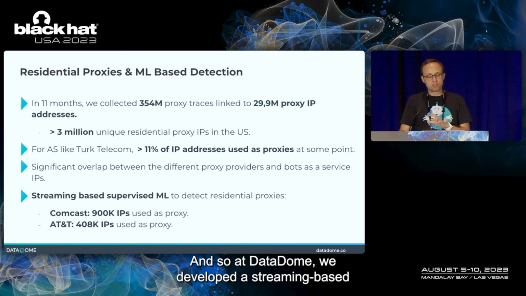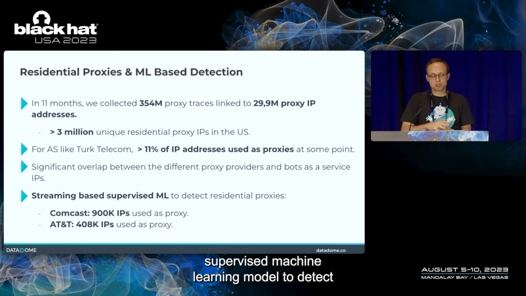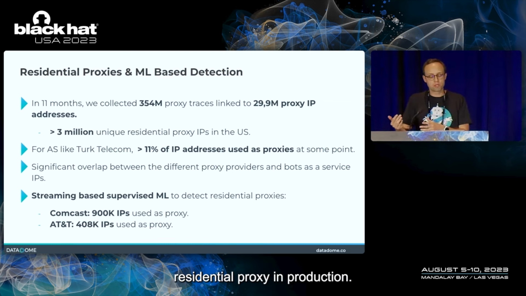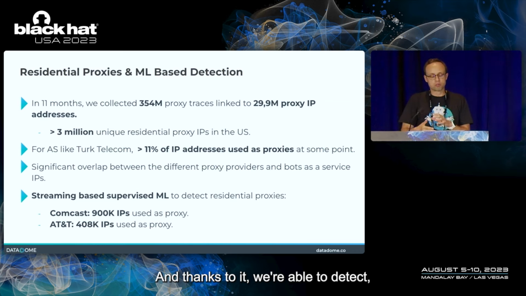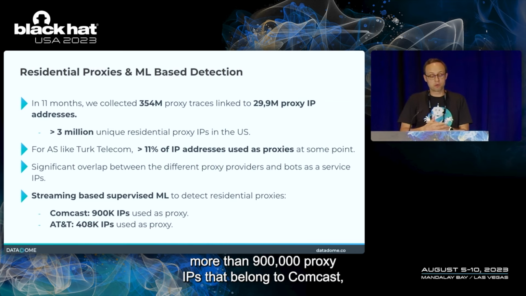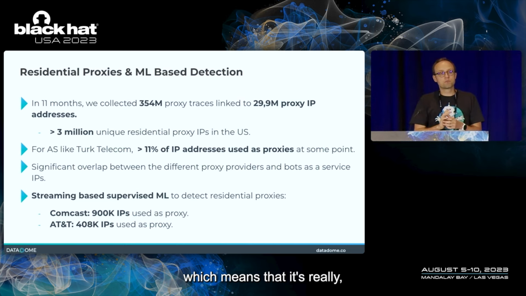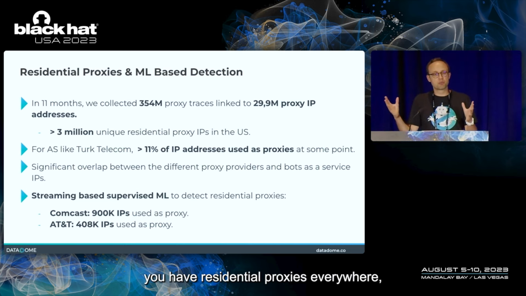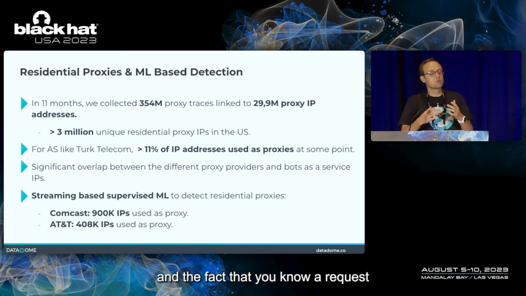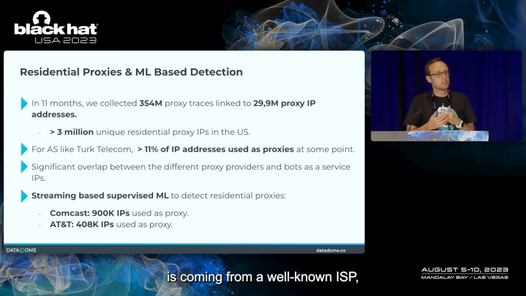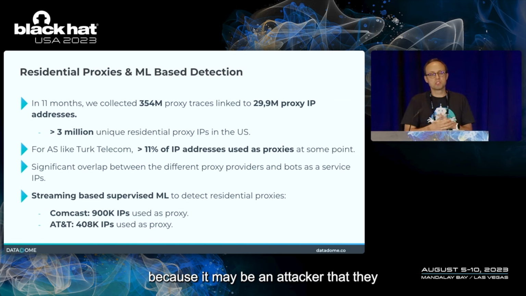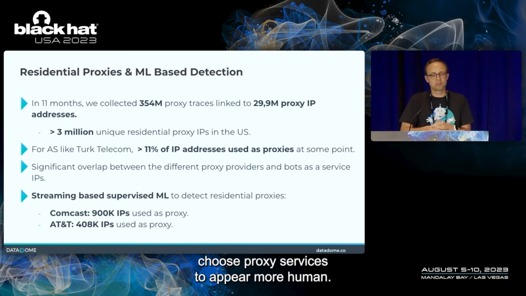And so at DataDome, we developed a streaming-based supervised machine learning model to detect residential proxy in production. Thanks to it, we're able to detect at a given time, for example, more than 900,000 proxy IPs that belong to Comcast and 400,000 IPs that belong to AT&T, which means that you have residential proxies everywhere, and the fact that a request is coming from a well-known ISP, you shouldn't trust it too much because it may be an attacker that uses proxy services to appear more human.